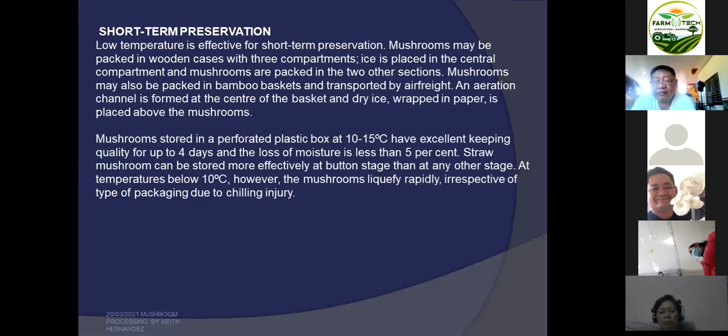Now, mushroom stored in a perforated plastic box at 10 to 15 degrees have excellent keeping quality for up to 4 days lang and lose the moisture in less than 5%. Pag kabuting saging naman or straw mushrooms, they can be stored more effectively at button stage. Huwag po yung malaki na. And at temperatures below 10 degrees. So depende pala. Now, however, the mushrooms liquefy rapidly dahil nga marami siyang tubig.